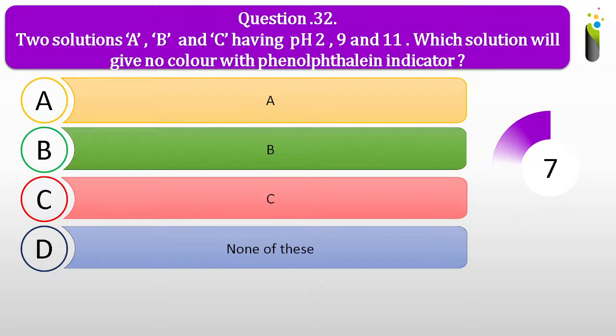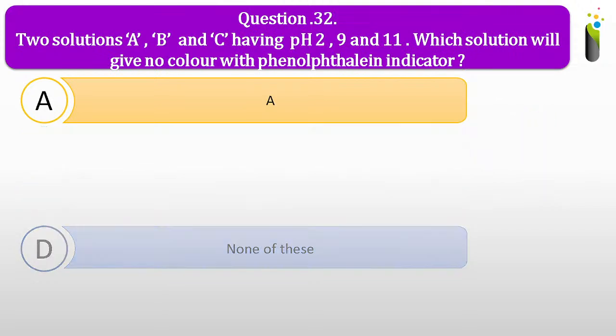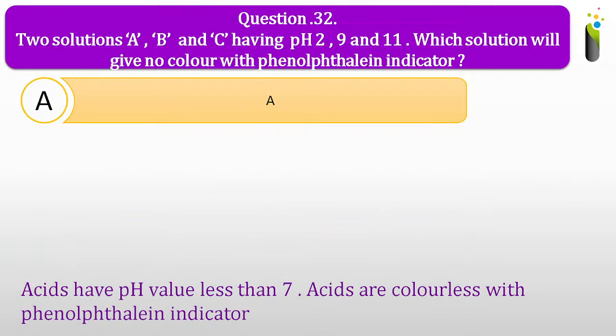And the correct answer for this question is A. Acids have pH value less than 7. So acids are colorless with phenolphthalein indicator. Keep this in mind. Why is the answer here A? Because acids have pH value less than 7. So solution A was with pH 2, and that's less than 7. So acids are colorless with phenolphthalein indicator. Arushi Shah, you weren't sure about your answer, is it?